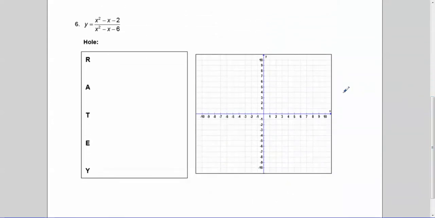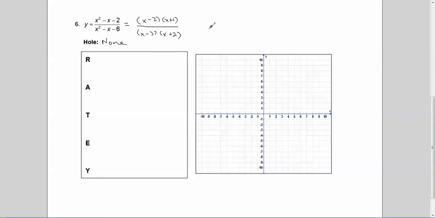Number 6. I'm going to get you started here, but then I want you to work on this one on your own. We'll start by factoring our numerator and denominator. We'll have x minus 2 and x plus 1, and then in the denominator x minus 3 and x plus 2. Now the one thing to notice here is that we do not have any common factors in the numerator or the denominator. So what does this mean about our holes? There are none. So you will be using radii to graph this function.